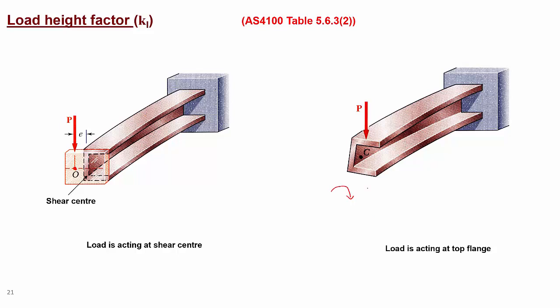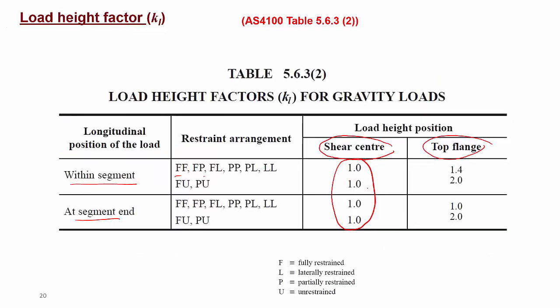So there will be a combination of twisting and bending, and that will increase your K_L factor. As you can see, if the load is just acting on the top flange, your K_L is more than 1, which will have the effect of increasing the effective length and reducing the alpha_s factor. Good. So if it is acting through the shear center, there won't be any twisting, so the K_L is 1. If the load is acting on the top flange and not going through the shear center, then K_L becomes more than 1. That will increase your effective length, reduce your alpha_s factor, and eventually reduce your capacity as well.